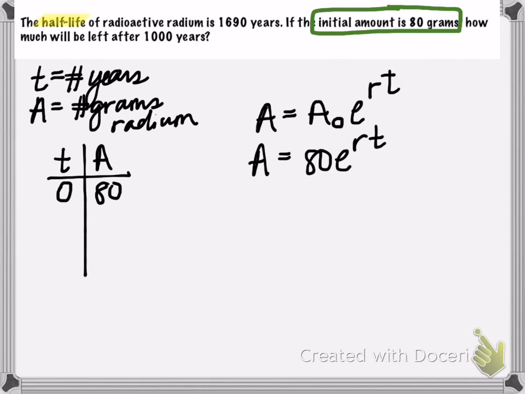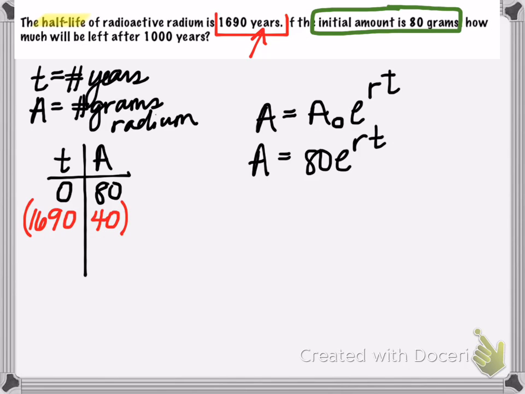So now we need to move on to using the half-life that was given to us, 1,690 years. Now notice the units. This is a time. So we're saying in 1,690 years, this substance will decay to half of its original size. So if we began with 80 grams, then we'll end up with 40 grams in 1,690 years. So you can treat this piece of information as an ordered pair that we're going to substitute into our equation, and that's going to let us solve for R, which is our relative decay rate.